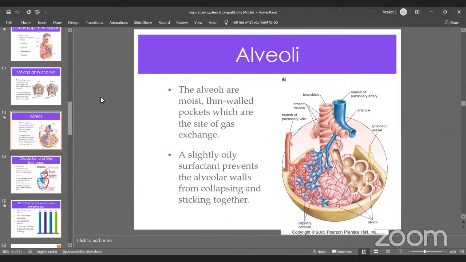So the parts of the alveoli are very important for gas exchange: oxygen is delivered and carbon dioxide is released. A slight surfactant secretion prevents the alveolar walls from collapsing and sticking together. See, observe the bronchial branches, pulmonary artery, arterioles, smooth muscles, pulmonary vein, and lymphatic vessels. So observe the alveoli functions clearly.